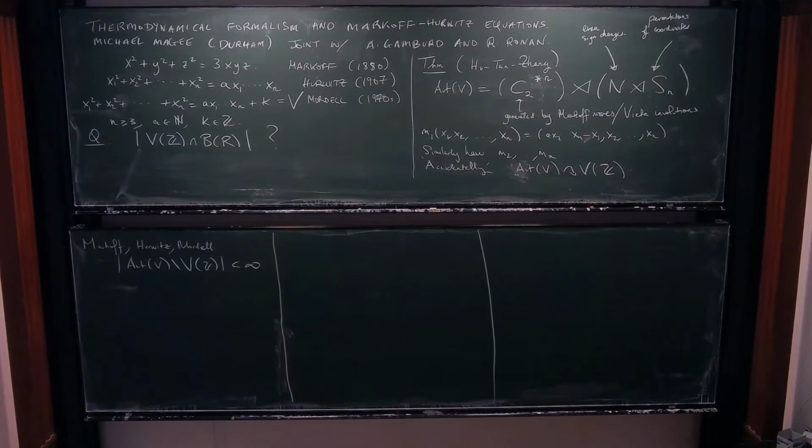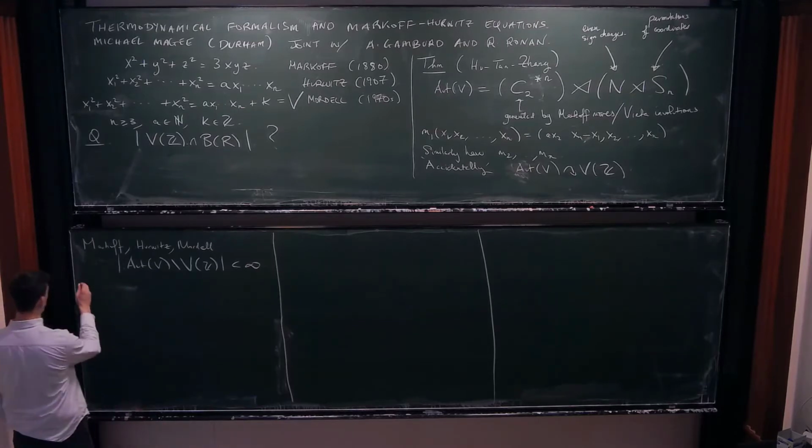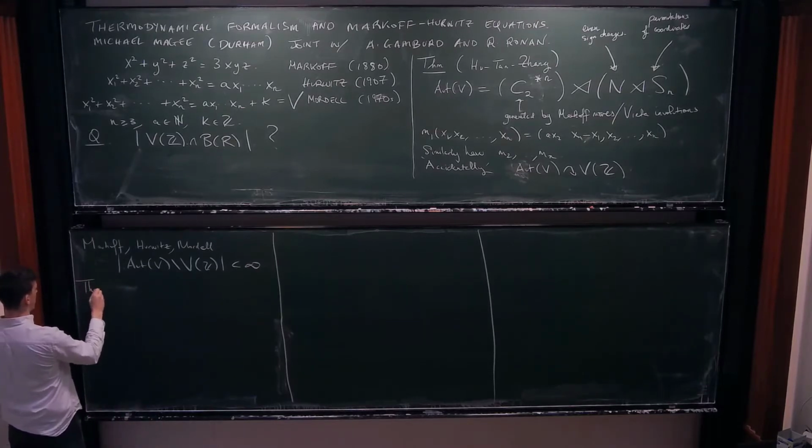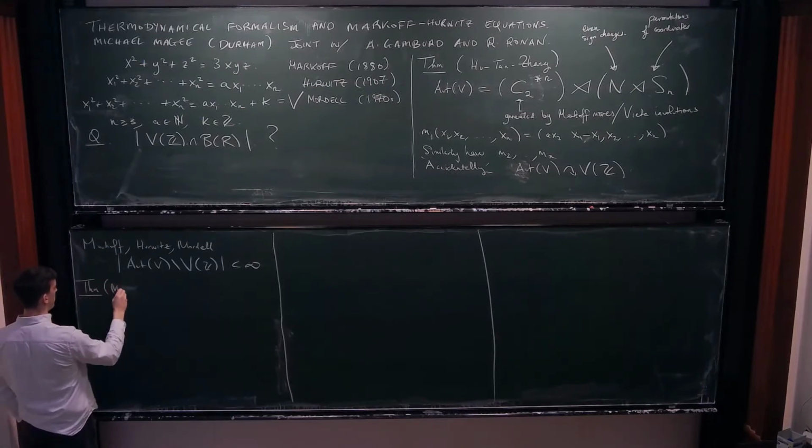Alright, so whenever n is equal to 3, which is the Markov case, a lot more is known about this. So much sharper results are known. So the first theorem is due to Magee and Rivin.